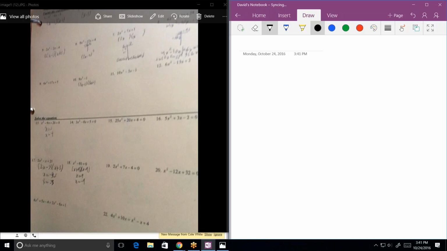Looks like you did 17 and 18. For 17, you have to move that 21 over to the left side, and then you solved it correctly. 18 is difference of perfect squares. That's how you're going to factor it. Let's look at 19.